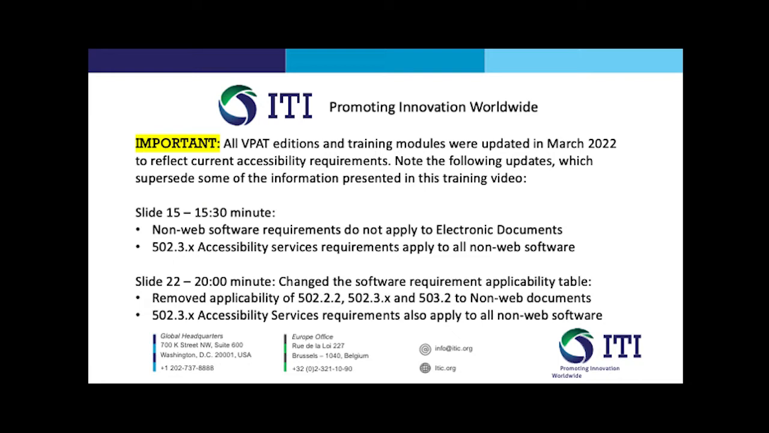On slide 22, at 20 minutes, change the software requirement applicability table, removing applicability of 502.2.2, 502.3.x, and 503.2 to non-web documents. Also, 502.3.x accessibility services requirements also apply to non-web software.